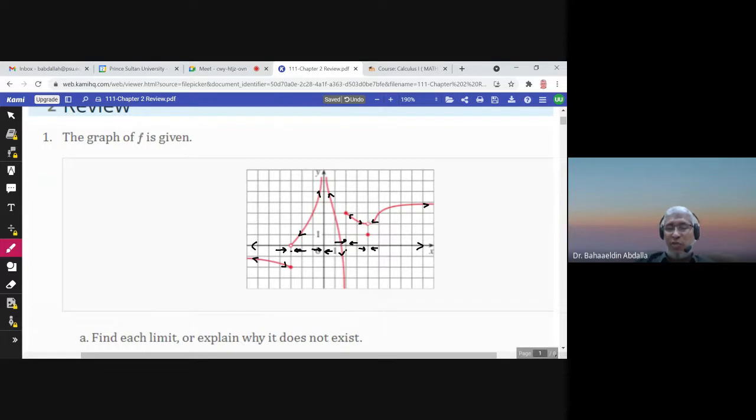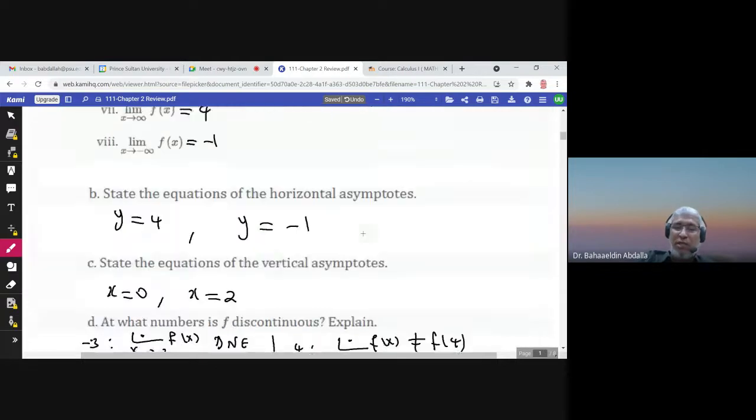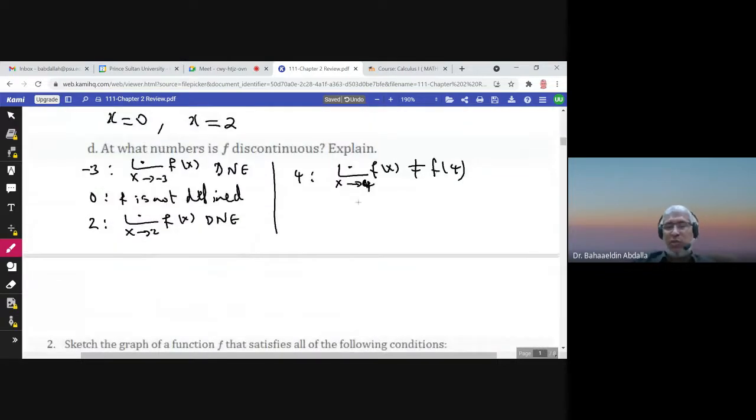Actually, yeah, it is 2. But f of 4 is 1. Okay, so the limit is 2. F of 4 is 1.